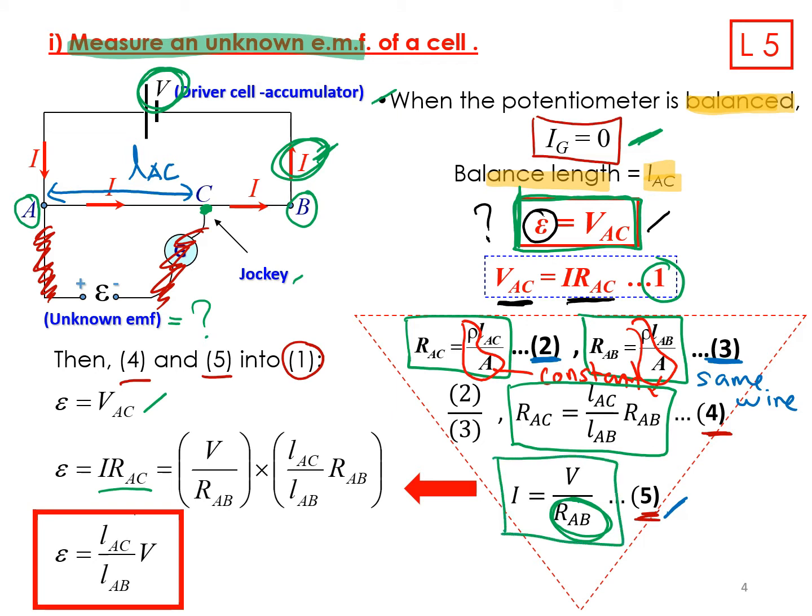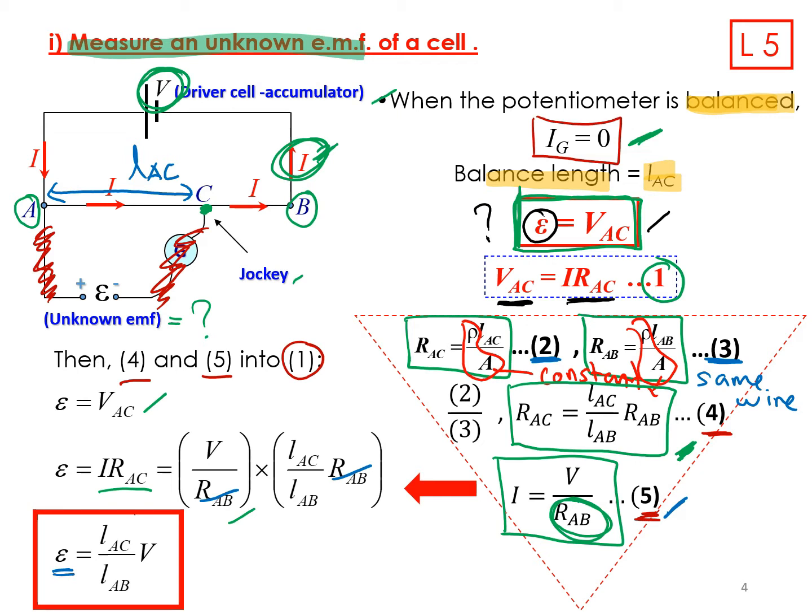Okay, I equals V over RAB. Then RAC is number 4. RAC is equal to LAC over LAB multiplied with RAB. Then you can cancel out the RAB. Then you can have your equation to determine the unknown EMF.